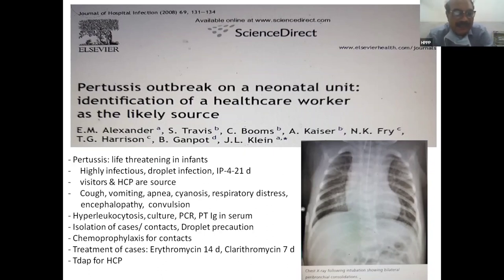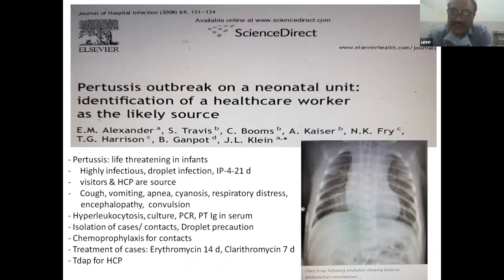Typically, on TLC, we get hyperleukocytosis with relative lymphocytosis. Diagnosis can be further confirmed by culture or even PCR and pertussis toxin immunoglobulin in serum. So these are the diagnostic confirmations. Isolation of cases and contacts is recommended, and droplet precaution must be followed. Chemoprophylaxis for contacts is with azithromycin, and treatment of cases can be done with erythromycin for 14 days or clarithromycin for 7 days. And Tdap vaccination must be ensured for healthcare workers.